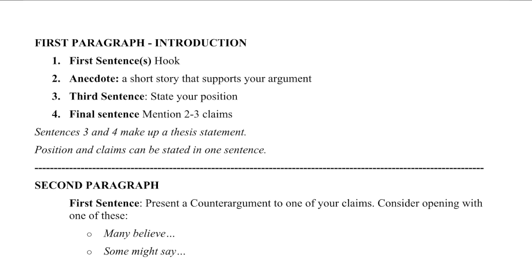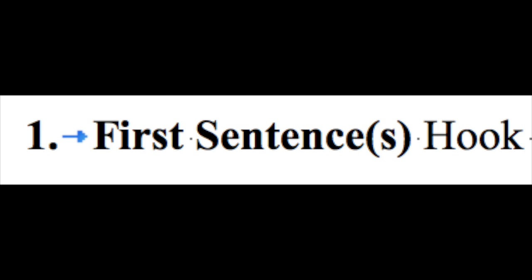Among the elements we will be discussing are those listed before you: the first sentence or the hook, an anecdote relating to the issue you're discussing, a sentence following the anecdote stating your position, and the final sentence, otherwise known as the thesis statement. The first sentence will act as your hook.